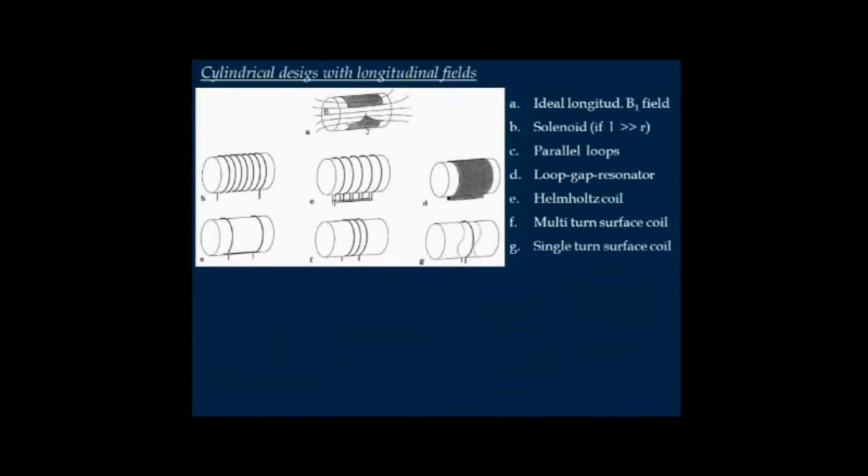If you have a cylinder, the ideal current distribution on the cylinder, if you want a longitudinal field, would of course be an equally distributed current running around the cylinder. If the cylinder is indefinitely long, then you get the perfect homogeneous B1 field inside of it. The best approximation to that is a solenoid. It comes very close, and if the length of the solenoid is large compared to its radius, you get nearly a perfect homogeneous B1 field inside.